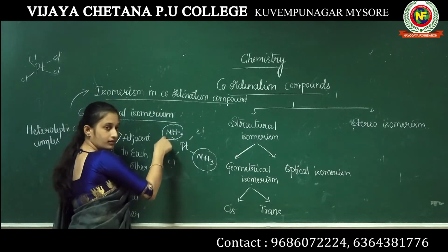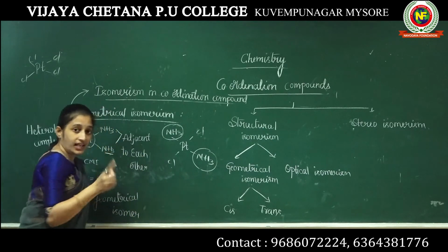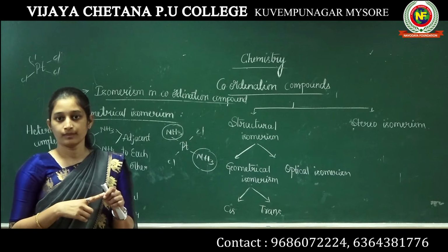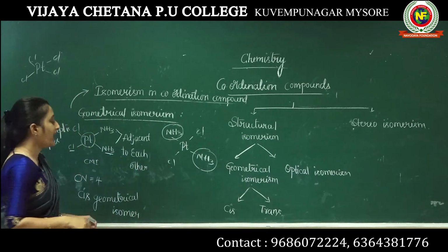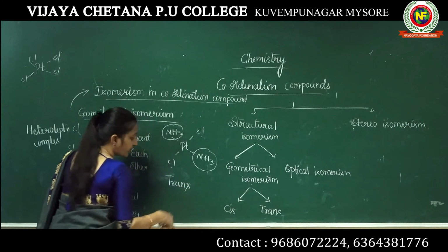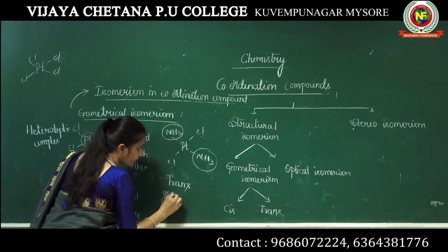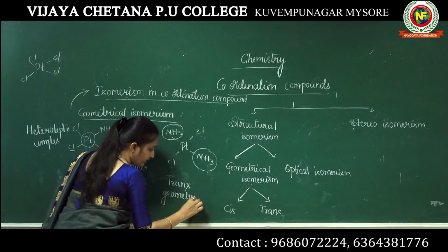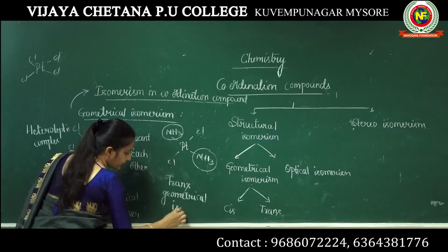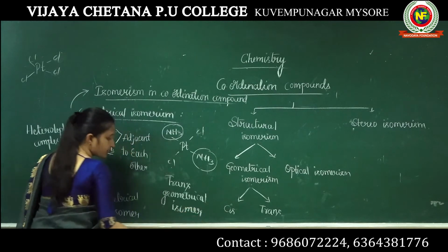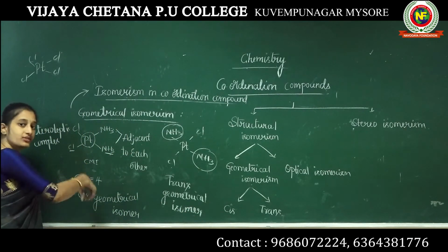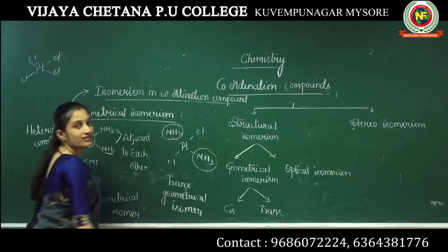See, if the same groups are opposite, what do we call it? We call it trans. What is the name for that? Trans geometrical isomer. See, these are two geometrical isomers, but this one is cis and this one is trans.